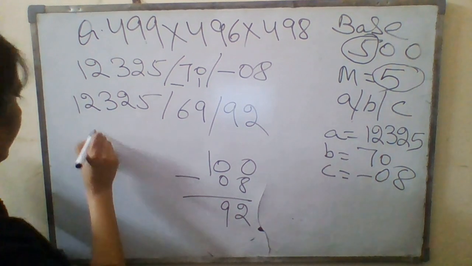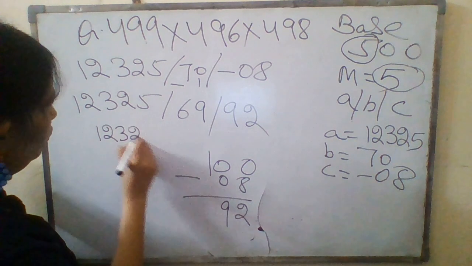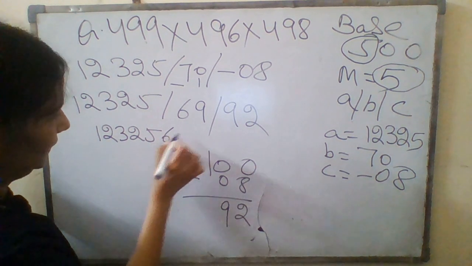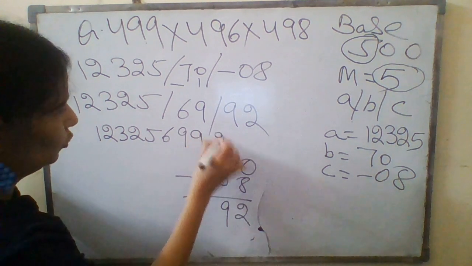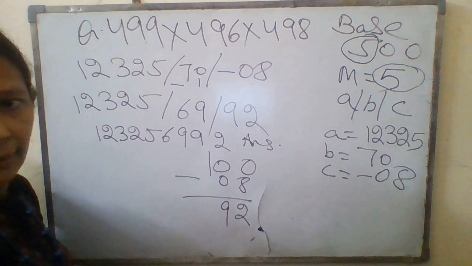And this is your final answer. 1 2 3 2 5. You write down all these together. 6 9 and this 9 2. This is your final answer. Okay.